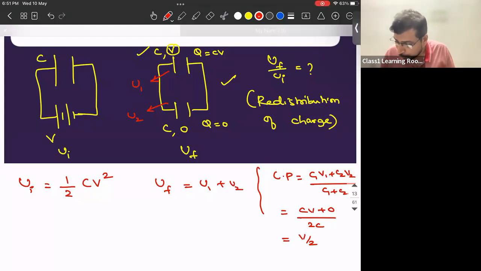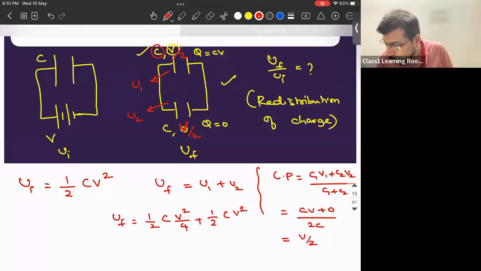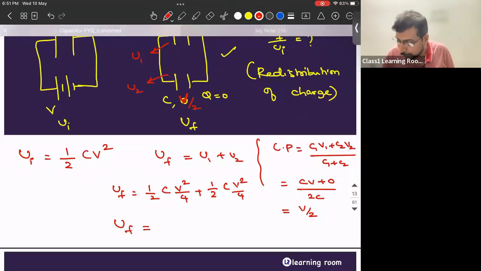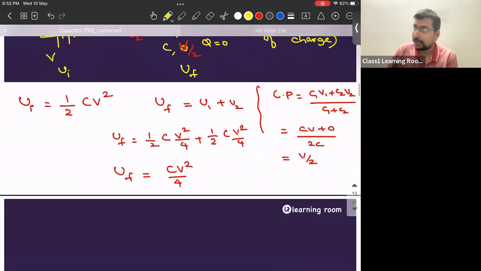Now, what will be U final? So U1 is going to be half into the capacitance of the first capacitor C into the new potential, which is going to be V by 2. And here also it has become V by 2. That is the common potential attained, right? So half into C into V square by 4, plus, what about the second capacitor's energy? It is half into C into V square by 4. So what is going to be the value of U final? It will be CV square divided by 4.